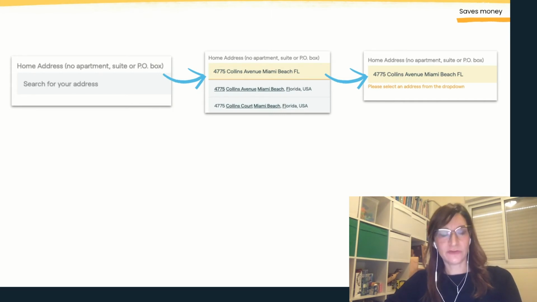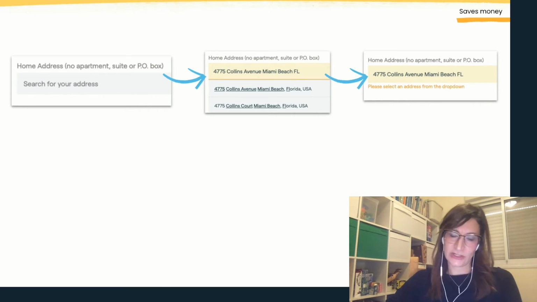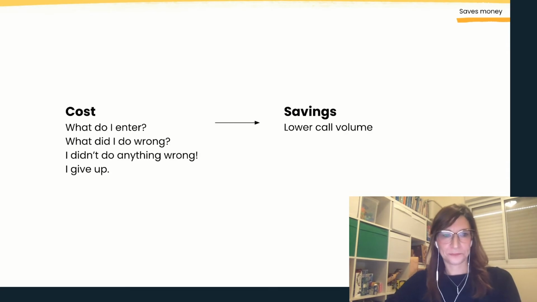We asked them to search for their address instead of enter it, hoping that that would nudge them to realize that right now all they're doing is searching. And then if those two weren't enough, which of course they sometimes weren't, we had an error message that says select an address from the drop down. Really, really straightforward. And our sales team reported that this really decreased the amount of resources they had to spend getting users to this step.